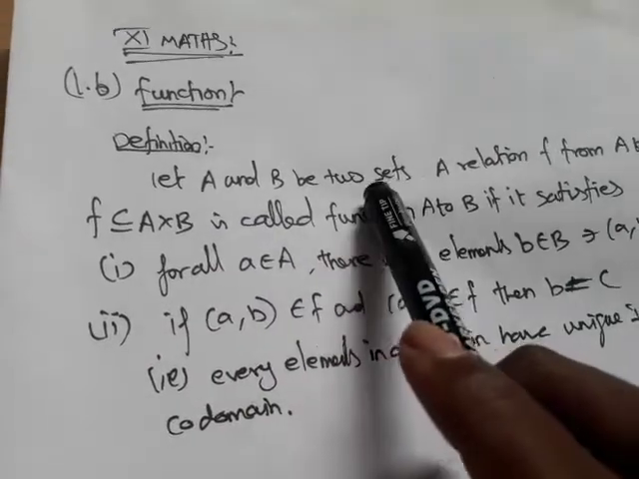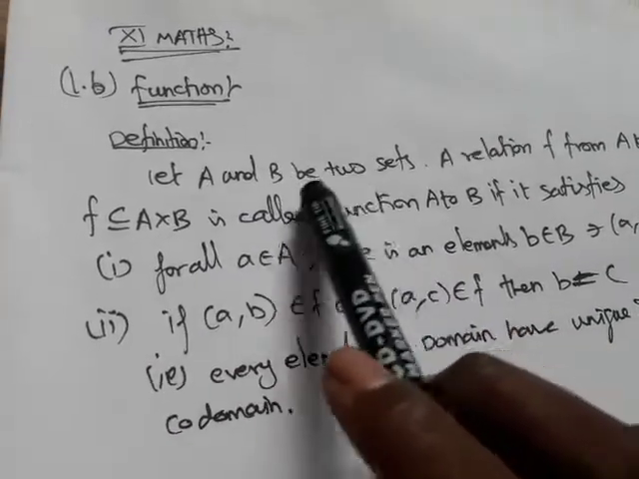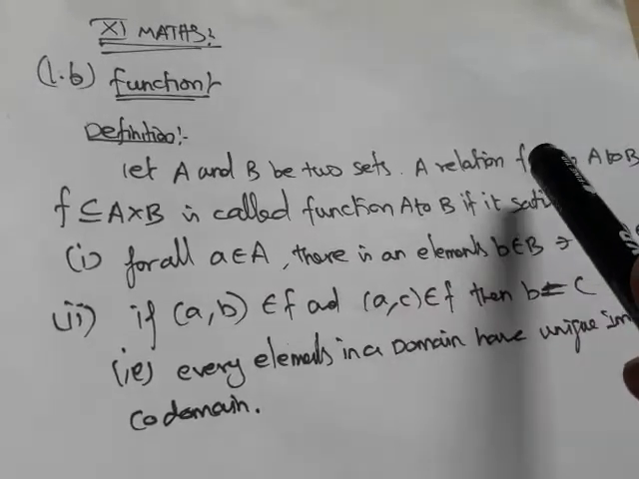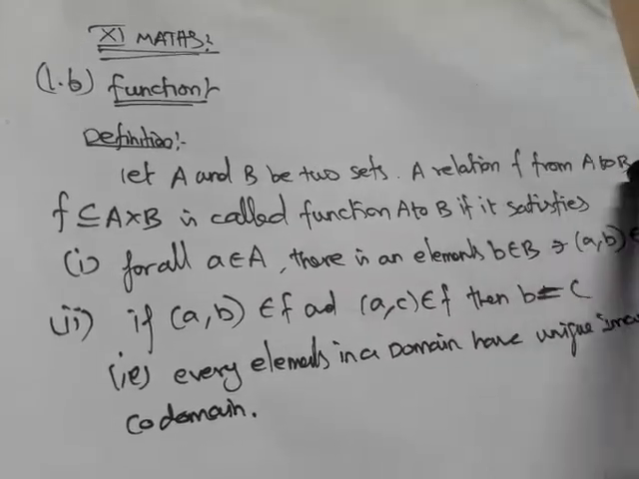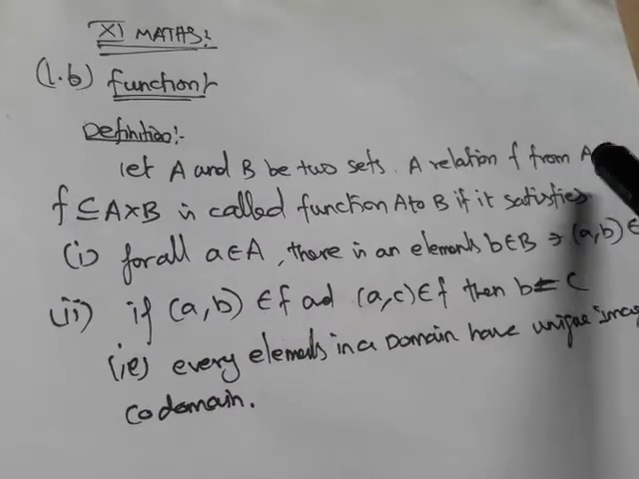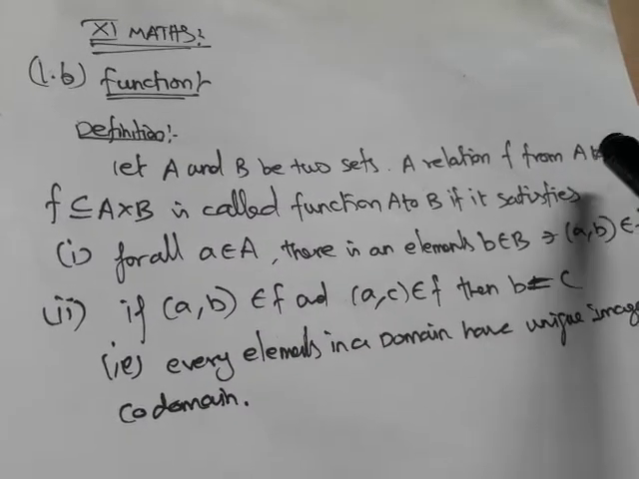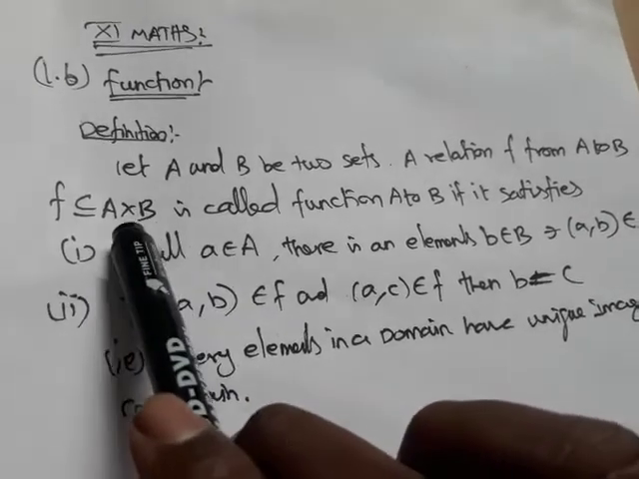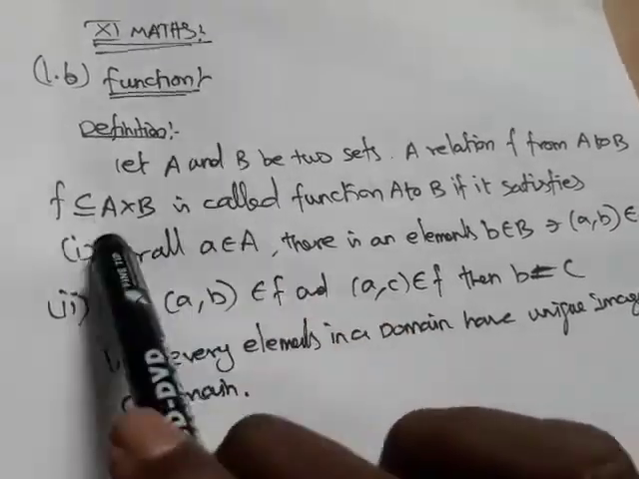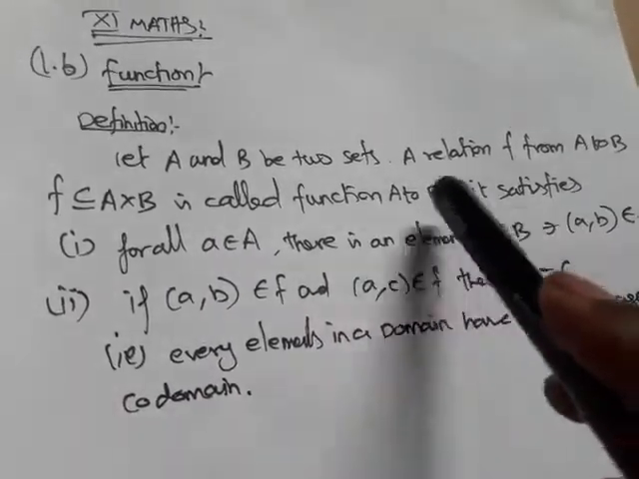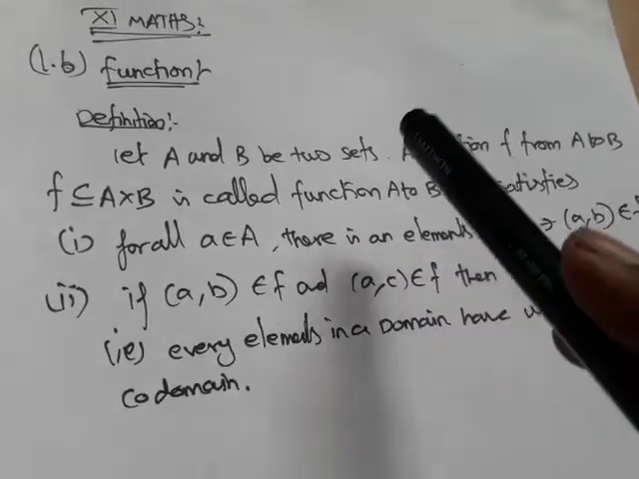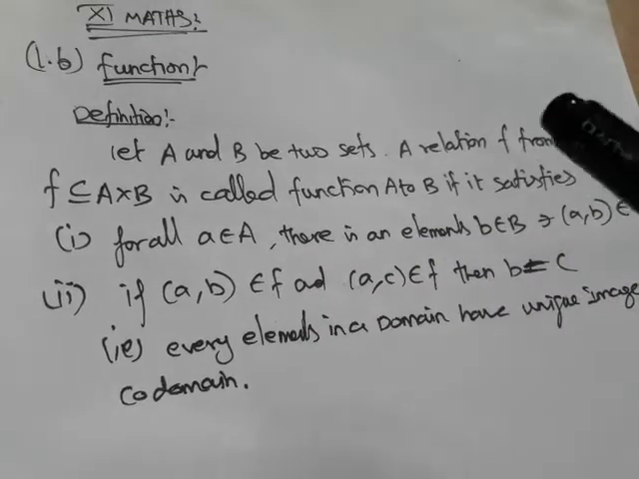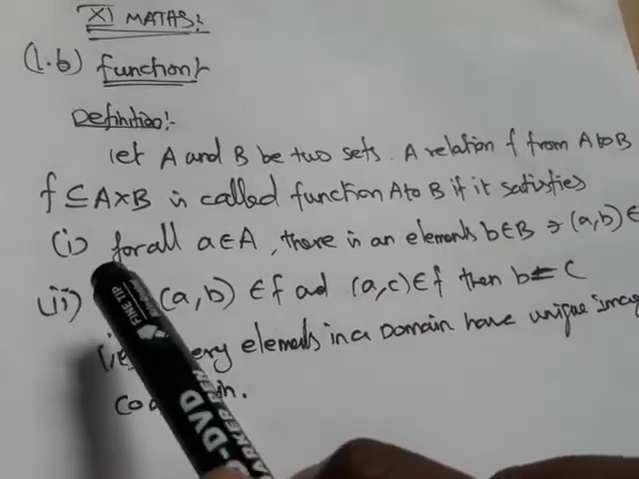Let A and B be two non-empty sets. We will start with the relation. A relation F from A to B, the particular condition satisfying A to B. We know very well a relation is a subset of the Cartesian product of A and B. It is called a function from A to B if it satisfies two conditions, then the relation F we can say is a function. What is the first condition given?